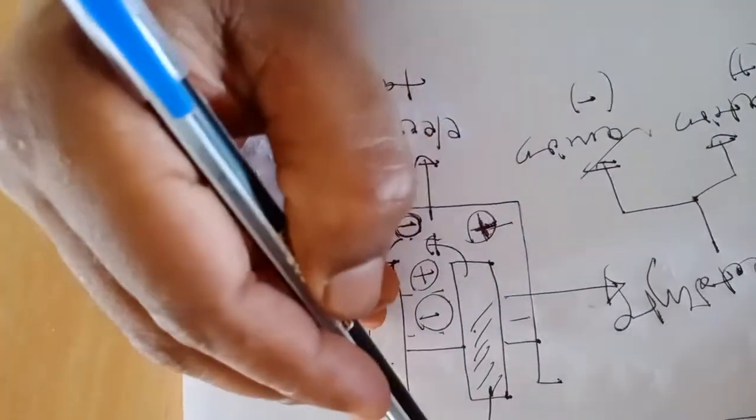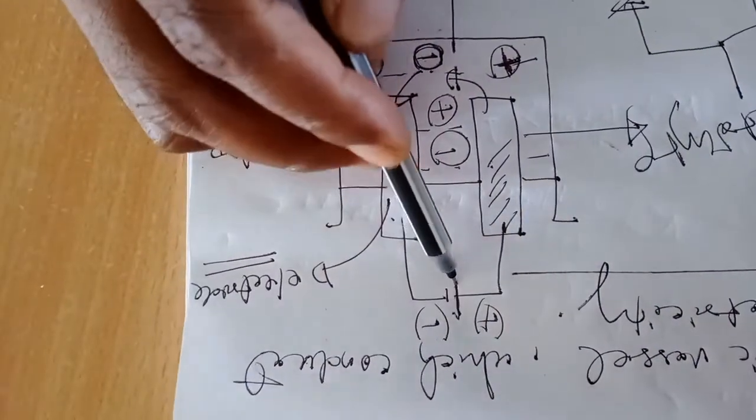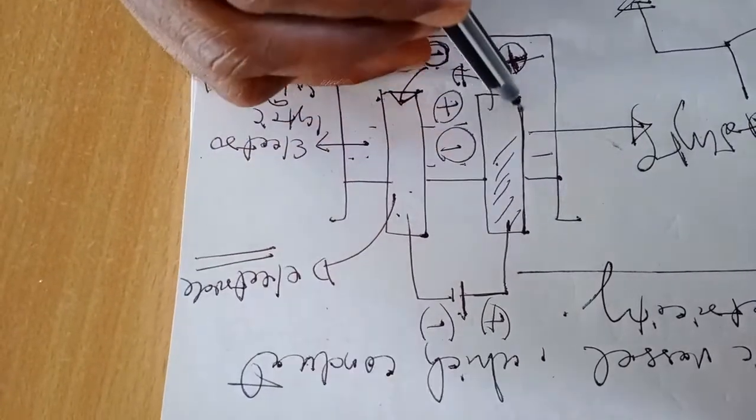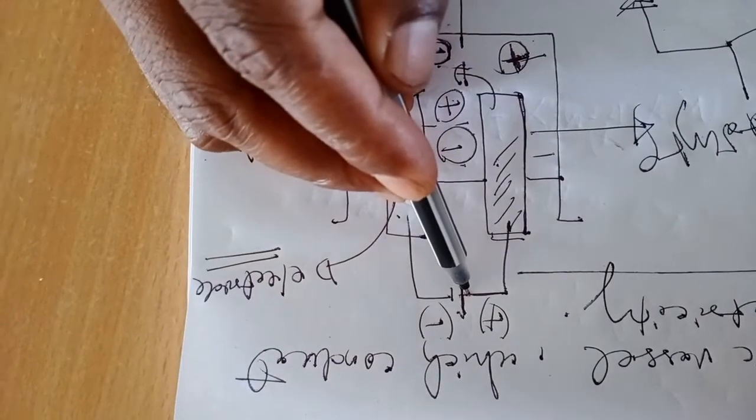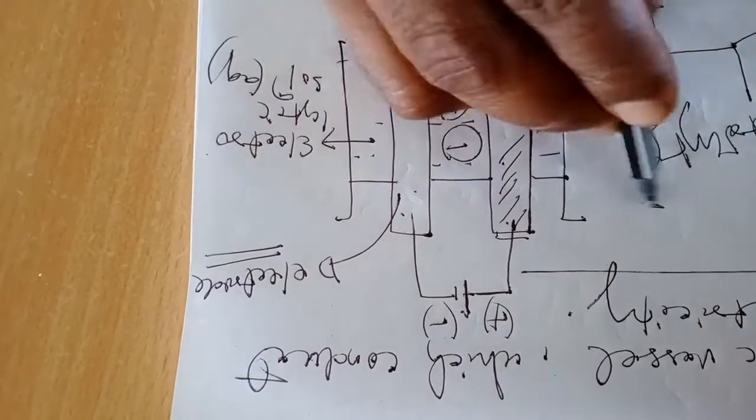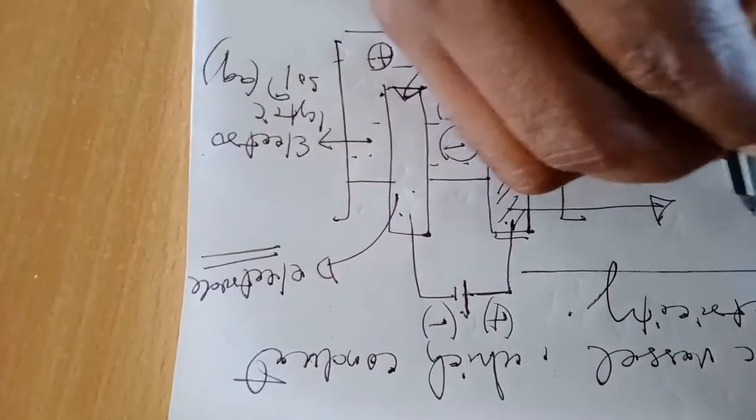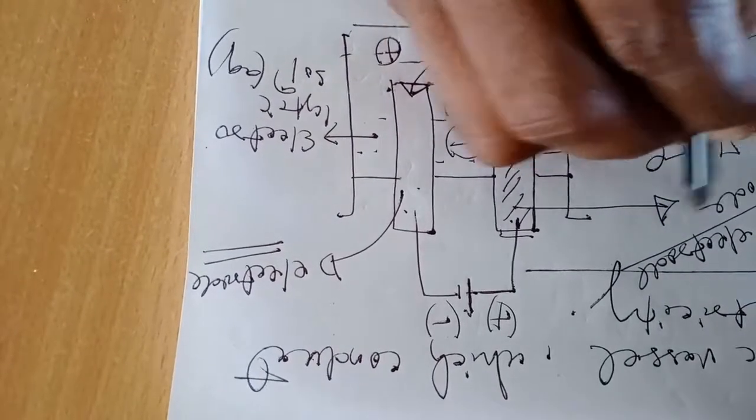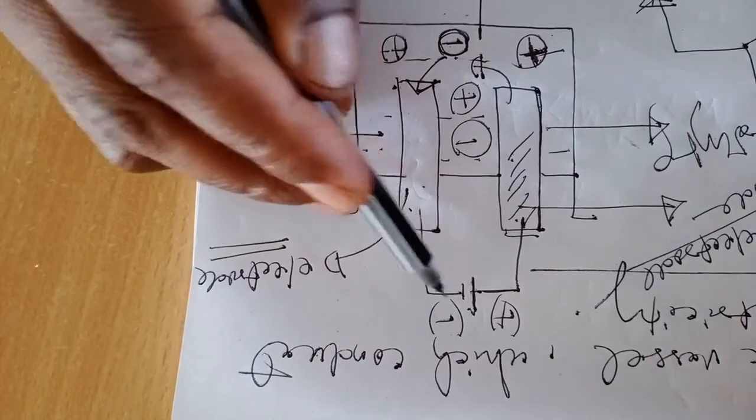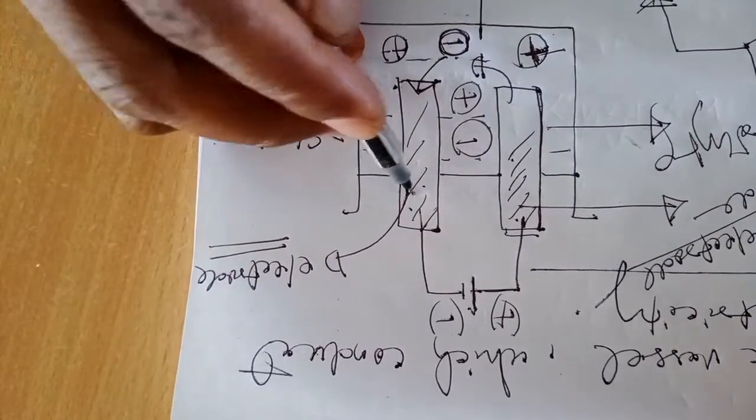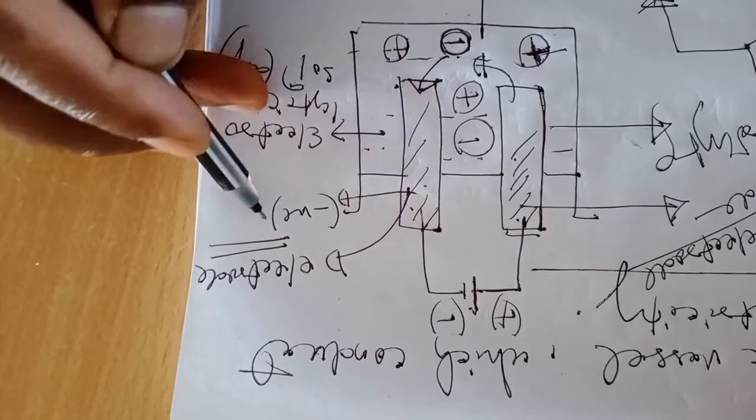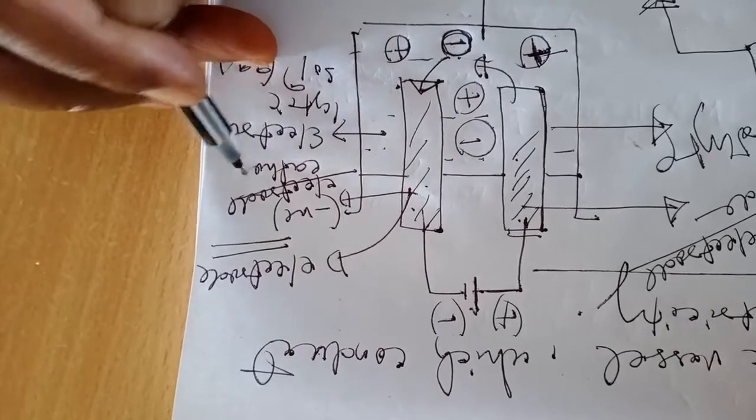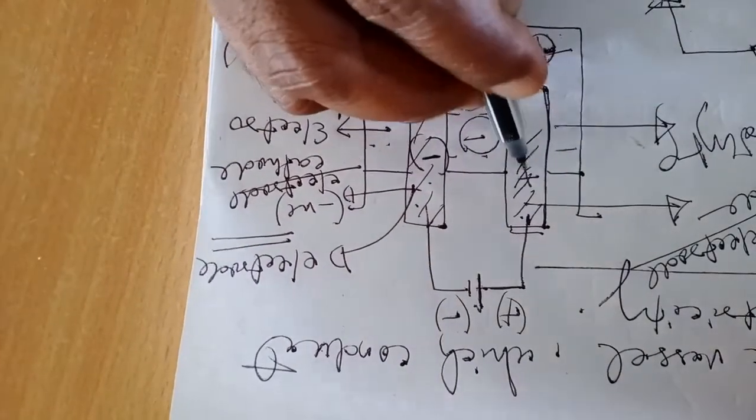Suppose this is the battery. This is the positive pole of the battery. When the positive pole of the battery is connected to one electrode, that electrode is called the positive electrode, and this is called the anode. The negative pole of the battery is connected to another electrode, called the negative electrode, the cathode. So this is the negative electrode, and this is the positive electrode.